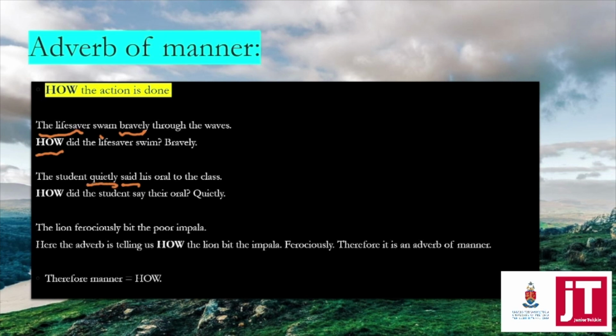The lion ferociously bit the poor impala. Is ferociously or poor the adverb here? Well, first of all, let's find the verb. The verb is bit. Biting is something animals do. People don't do it. Please don't do it. Okay, so bit is the verb. What is helping us understand the verb a bit better? The word ferociously, which means very aggressively. So here the word is telling us how the lion bit the impala: ferociously. Therefore, it is an adverb of manner. So, if it's telling you how an action is done, that is what we are dealing with, an adverb of manner.